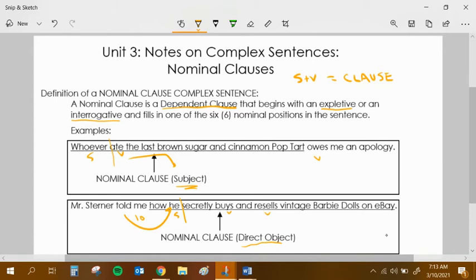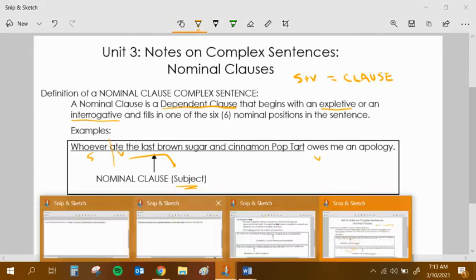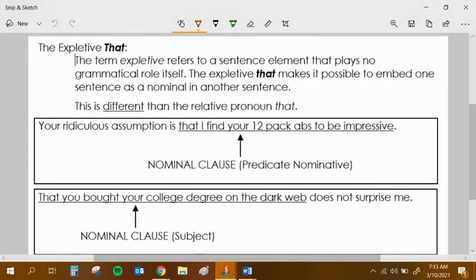So let's go on down to the very bottom of this worksheet. I'm going to change my screens on you here. At the very bottom of this worksheet, we're going to take a look at the first type of noun clause we have, which starts with what we call the expletive that. So now we're going to add a third expletive to our list of as and to be. And the word that can be an expletive.